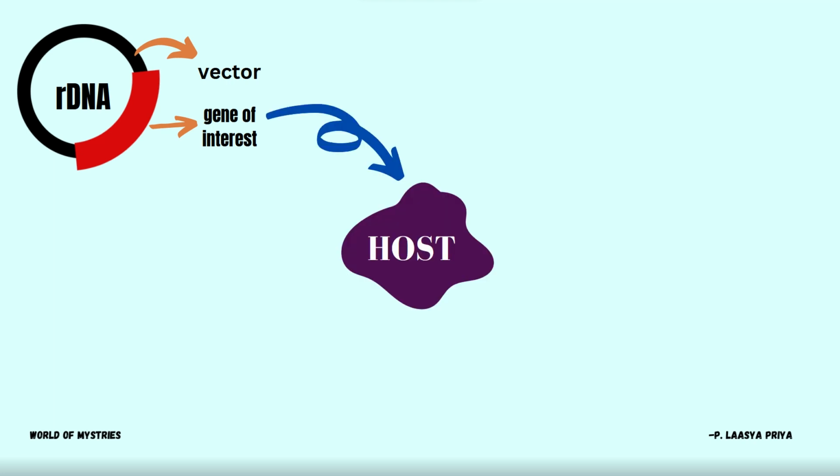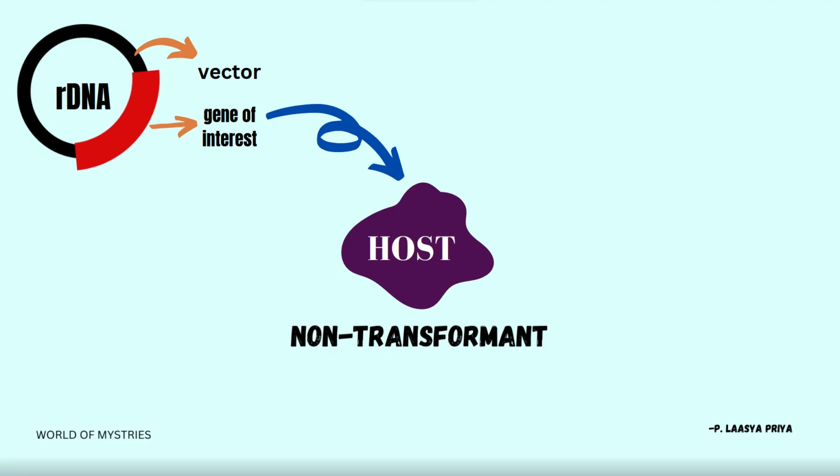From a gene, we separate the gene of interest and it is inserted in the vector. The vector with the gene of interest is known as rDNA, also known as recombinant DNA. The bacterial cell or the host cell that takes up the foreign DNA is called transformants, while the bacterial cells that don't take foreign DNA are non-transformants.